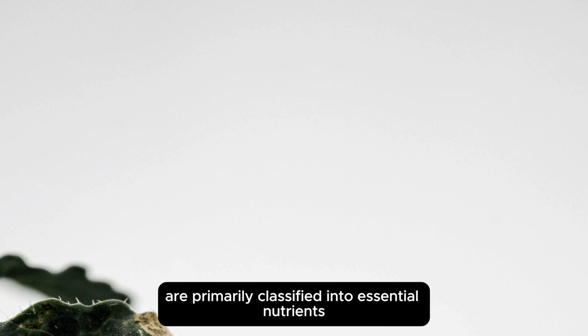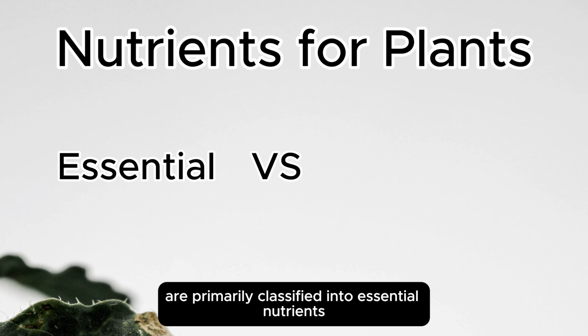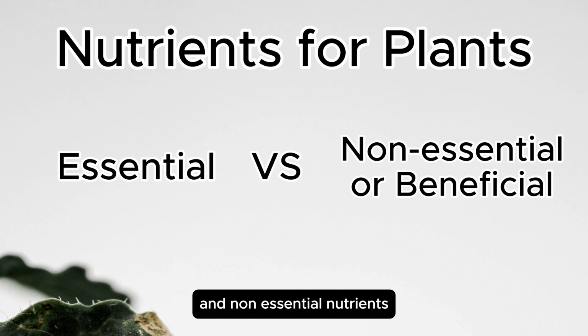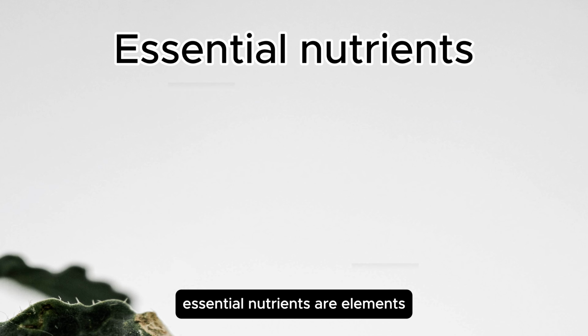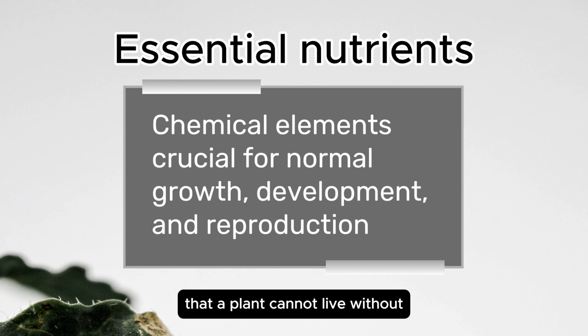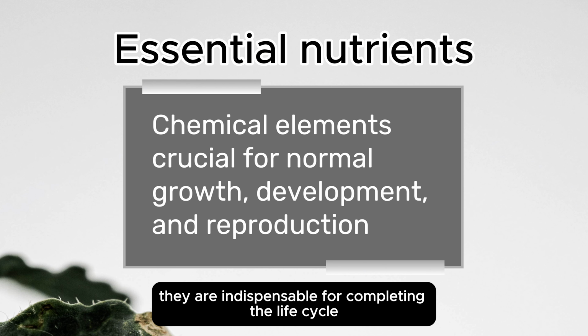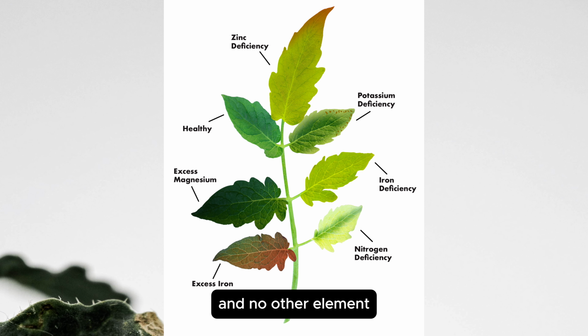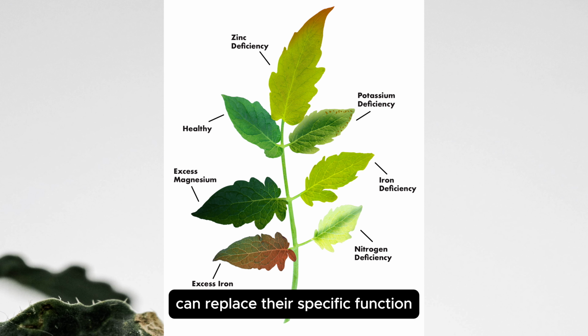Plant nutrients are primarily classified into essential nutrients and non-essential nutrients. Essential nutrients are elements that a plant cannot live without. They are indispensable for completing the life cycle and no other element can replace their specific function.